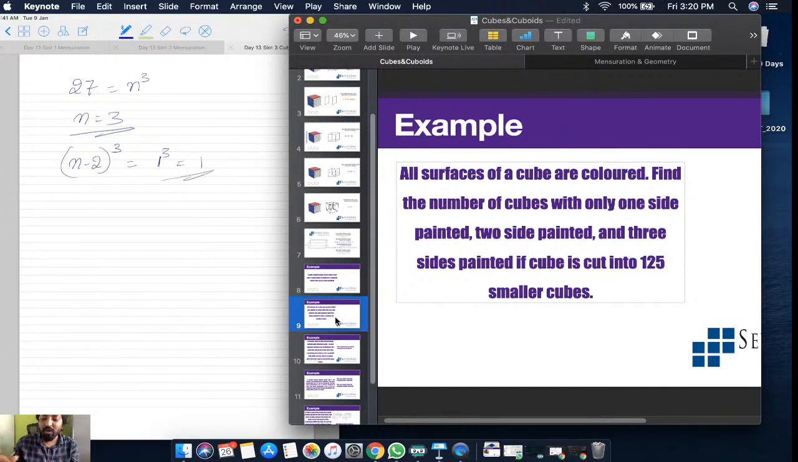Once you understand the concept, everything in cubes is an n minus 2 function or an x minus 2 function. If you know what is what, you will be able to answer it quickly. One side painted will be written as 12 into 5 minus 2.